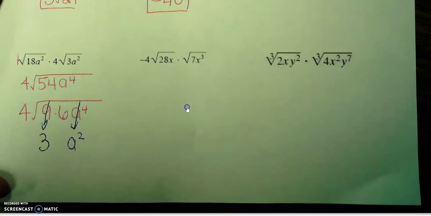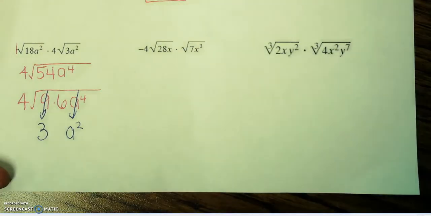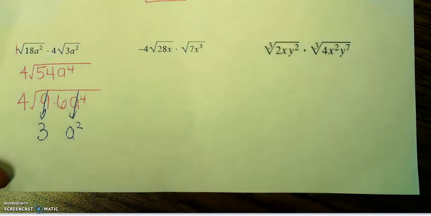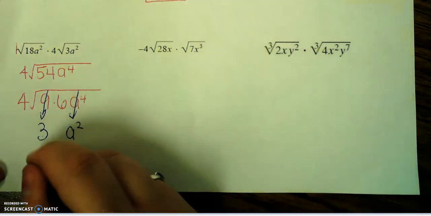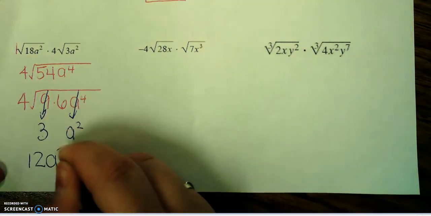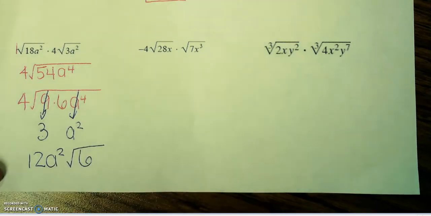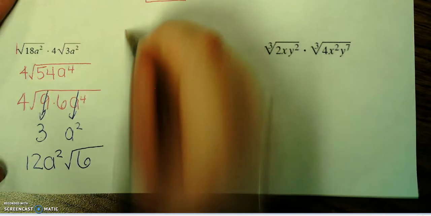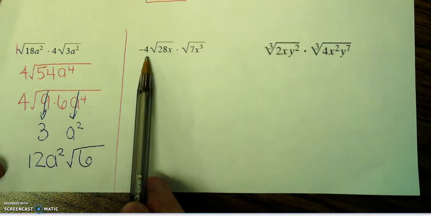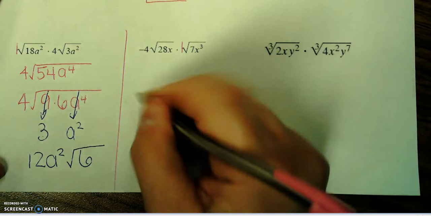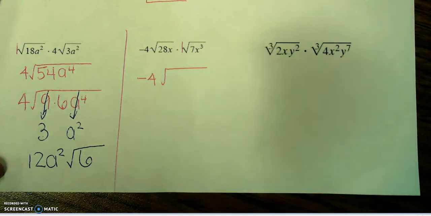Now, I already have a 4 in front of the radical here, so anything we pull out, we're just multiplying everything together. 4 times 3 is 12. Put the a squared with that, and then you have this 6 that's still stuck under the square root. Negative 4 here times, this would just be 1. We're going to keep a negative 4 out in front.